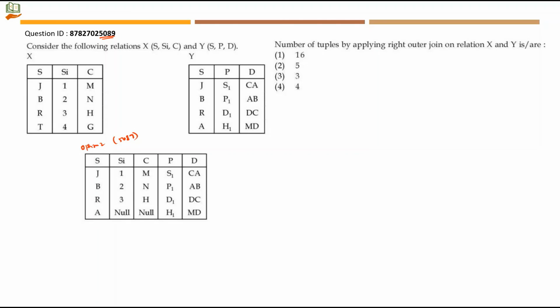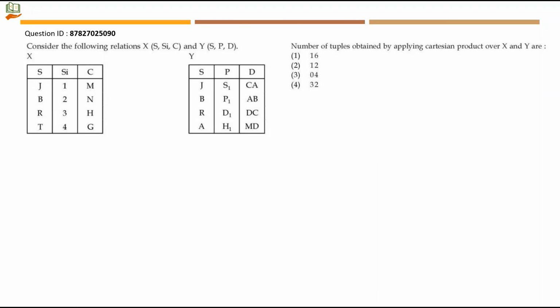Now how many tuples are there? 1, 2, 3, 4. Option number 4, 4 will be the right answer. So this is the result from question ID 5087. We marked option 2 for right outer join. So the symbol was x.s is equal to y.x on y. They have directly given the result in that question, and they are asking for the number of tuples in this question.